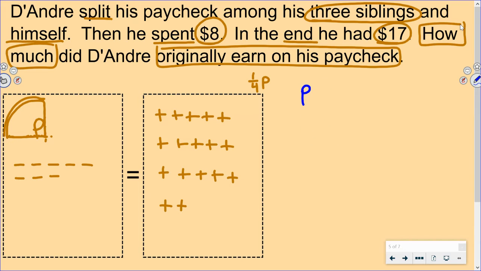So what does he start with? P dollars. What happens first? He splits it. What happens next? He loses $8. If you take all of that action, in the end, $17. Now, how do we solve this?